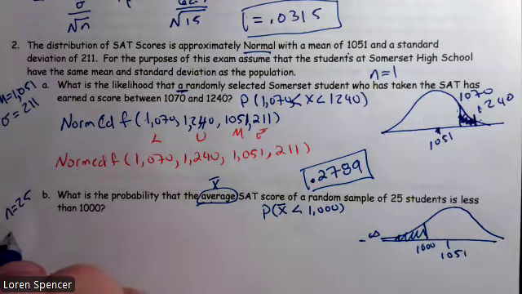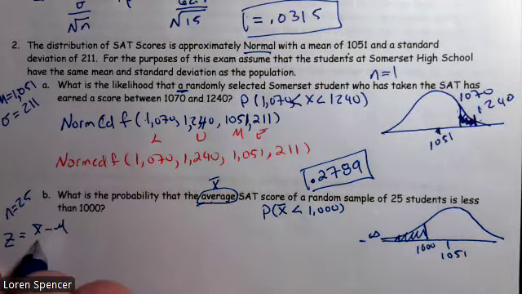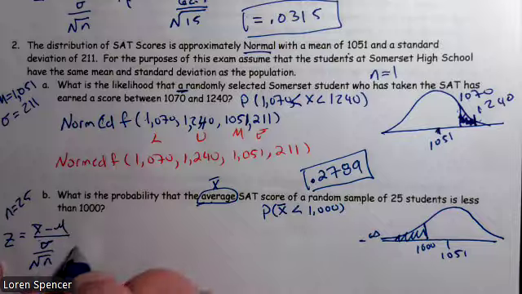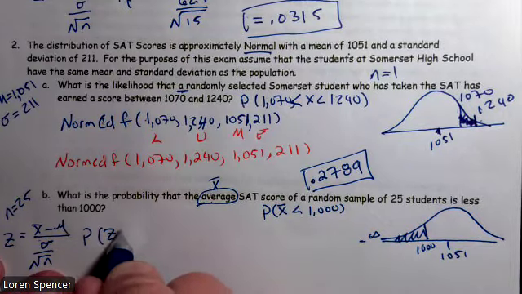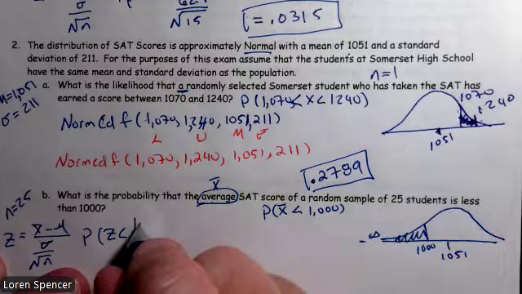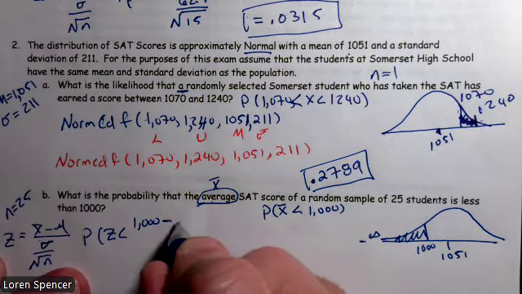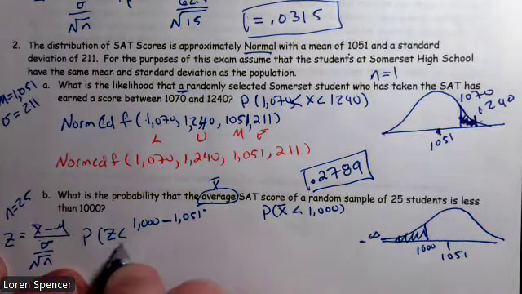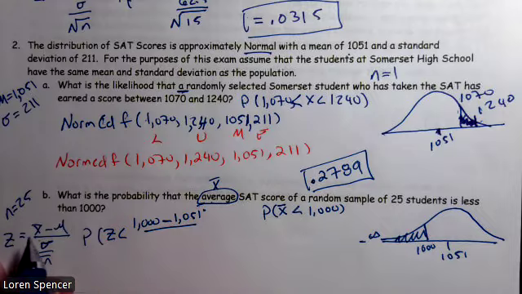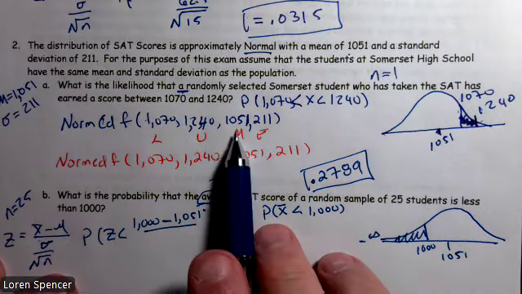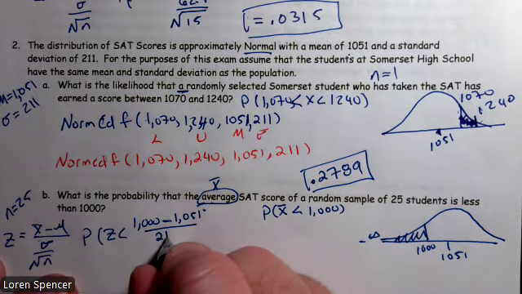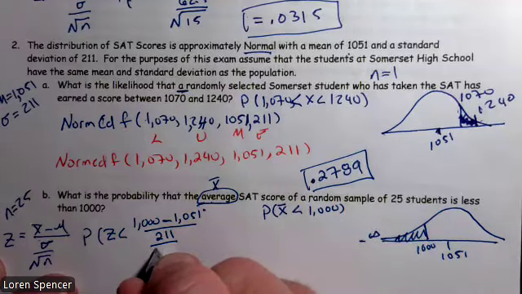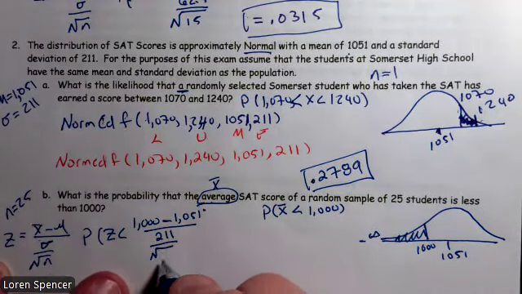So we need to use our Z formula. Z equals X bar minus mu, divided by the standard deviation divided by the square root of n. So we want the probability that Z is less than 1,000 minus 1,051, with the population standard deviation happening to be 211, divided by the square root of 25.